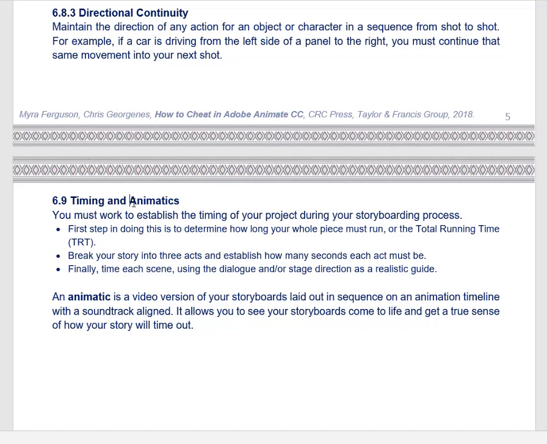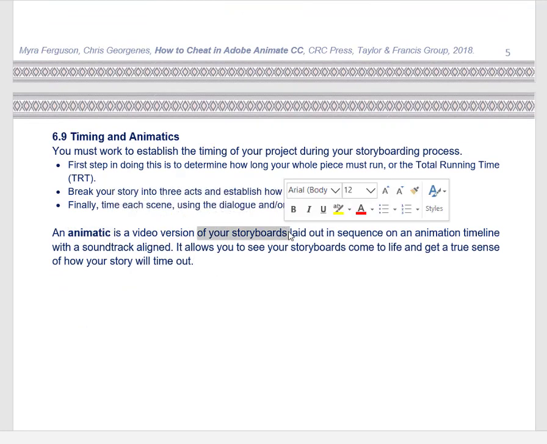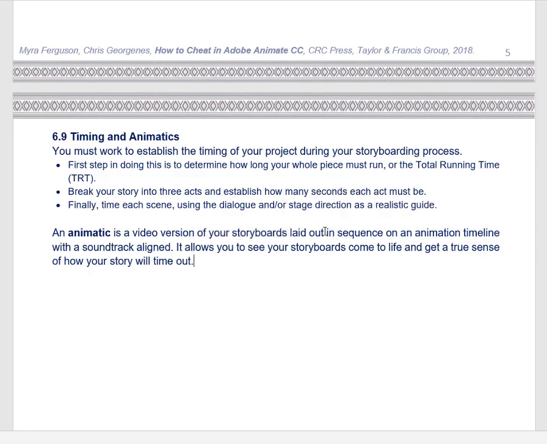The last thing, after all of this planning and preparation for the animation, is called an animatic. An animatic is the video version of your storyboard, laid out in sequence on an animation timeline with the sound track aligned. This video will allow you to see the storyboard come to life and get the true sense of how your story will time out.